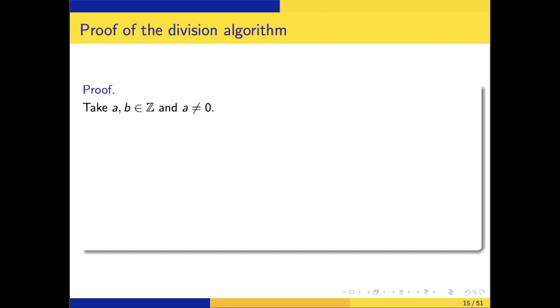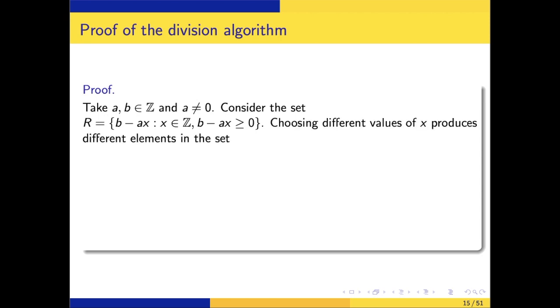Now we look at the proof of the division algorithm. Take two integers a and b, where a is not equal to 0, and consider the set R such that its elements are b minus ax, where x is an integer and b minus ax is non-negative. Choosing different values of x produces different elements in the set, as long as b minus ax is non-negative.